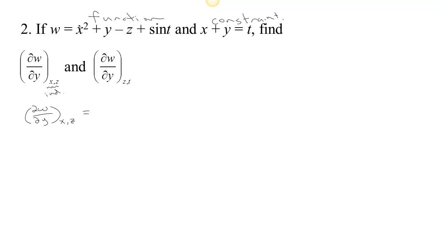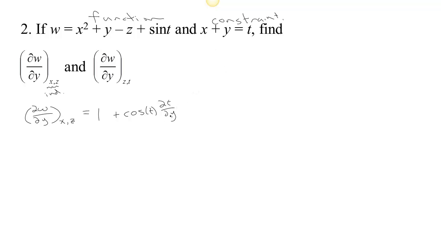Well, x is independent of y, so that derivative is 0. The derivative of y with respect to y is 1. The derivative of z with respect to y, since z is one of the independent variables, changing y has no effect on z, so that derivative is 0. But then we have the derivative of sine t. Because of this constraint, you can see if you change y, t is going to have to change, right? Whereas x won't, because x is independent of y, so a change in y can't affect x. So we take the derivative of sine t, and we get cosine t times the derivative of t with respect to y, because we're taking the derivative with respect to y.